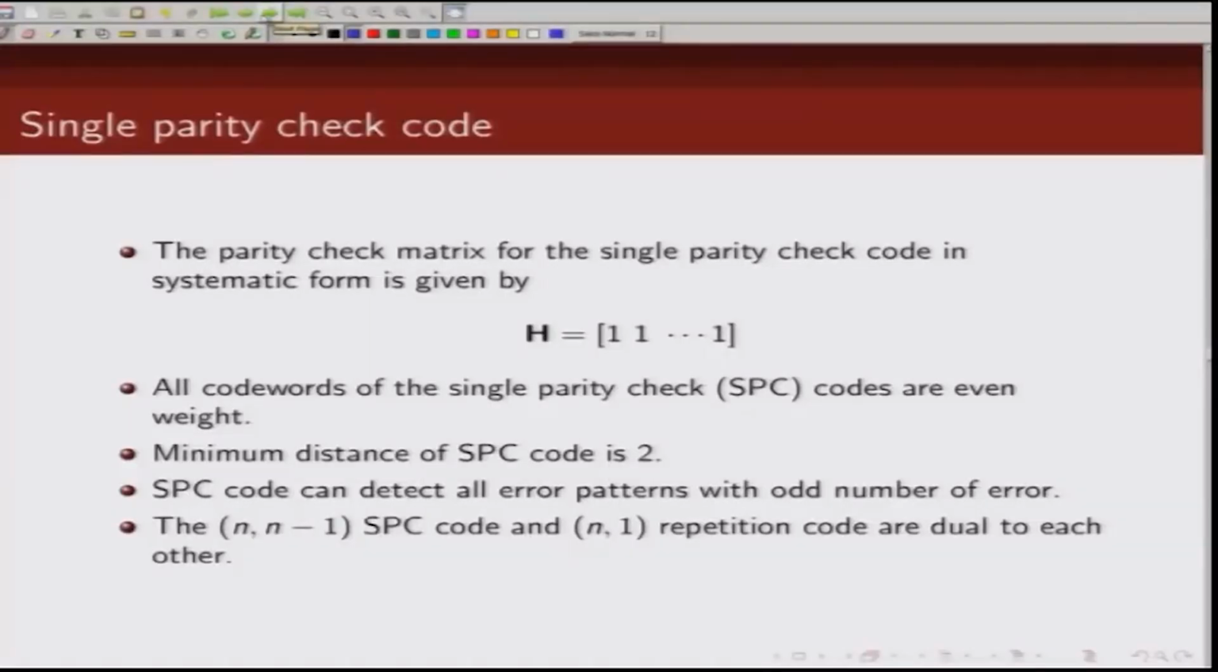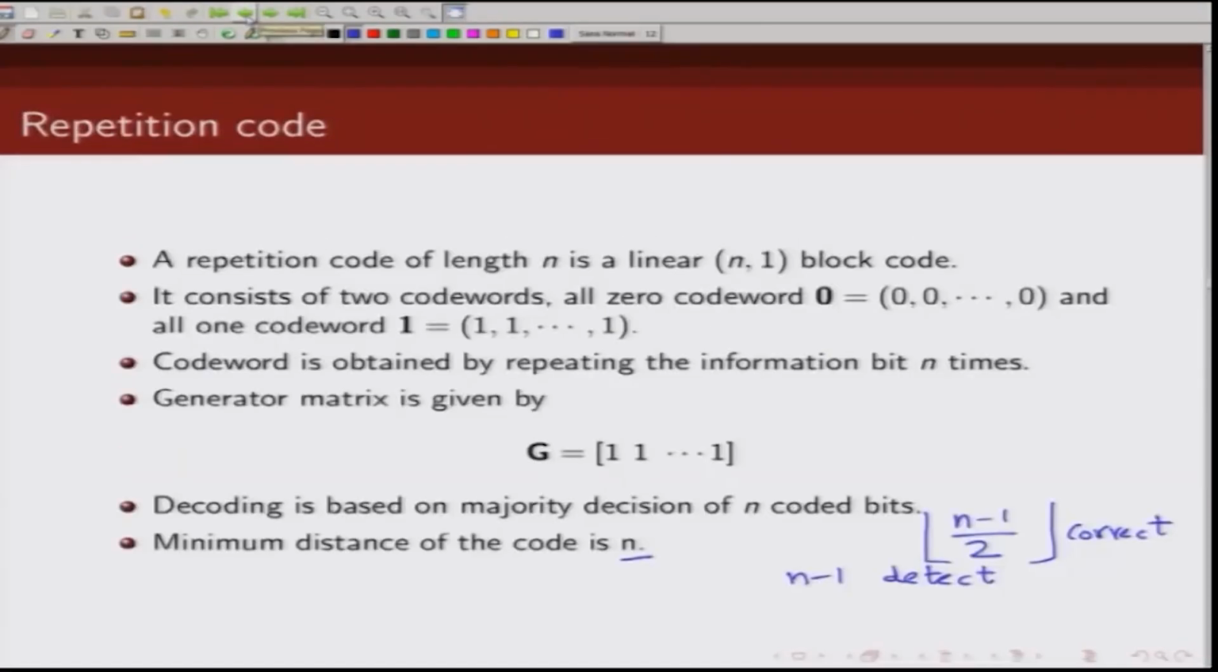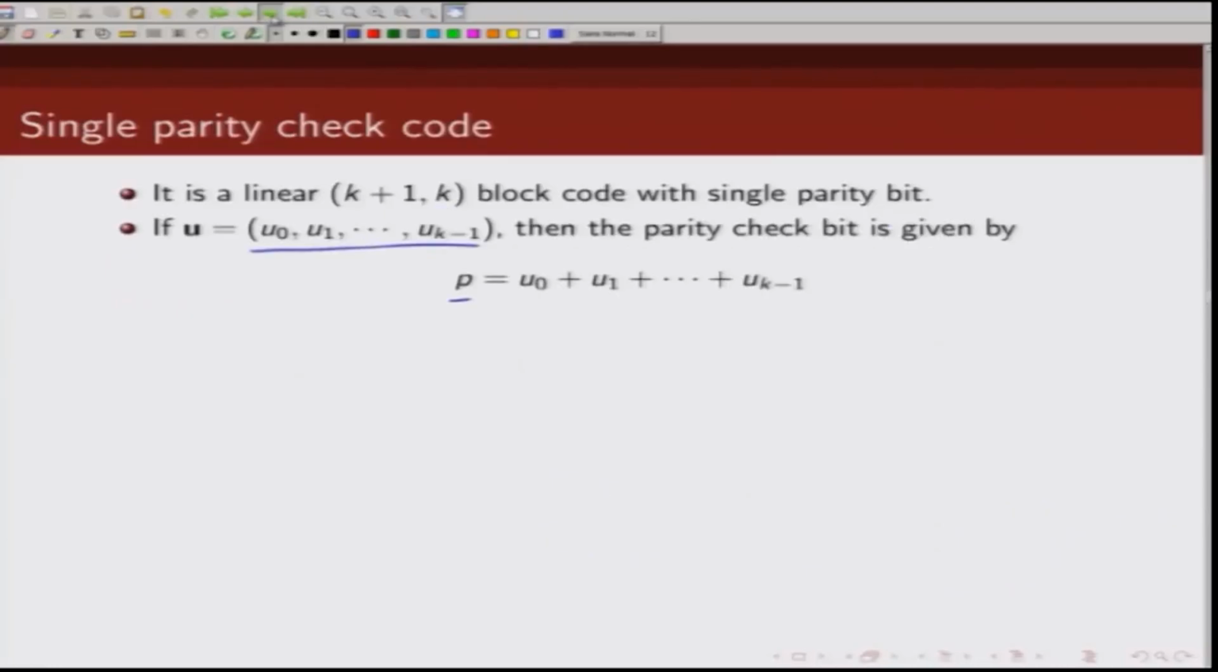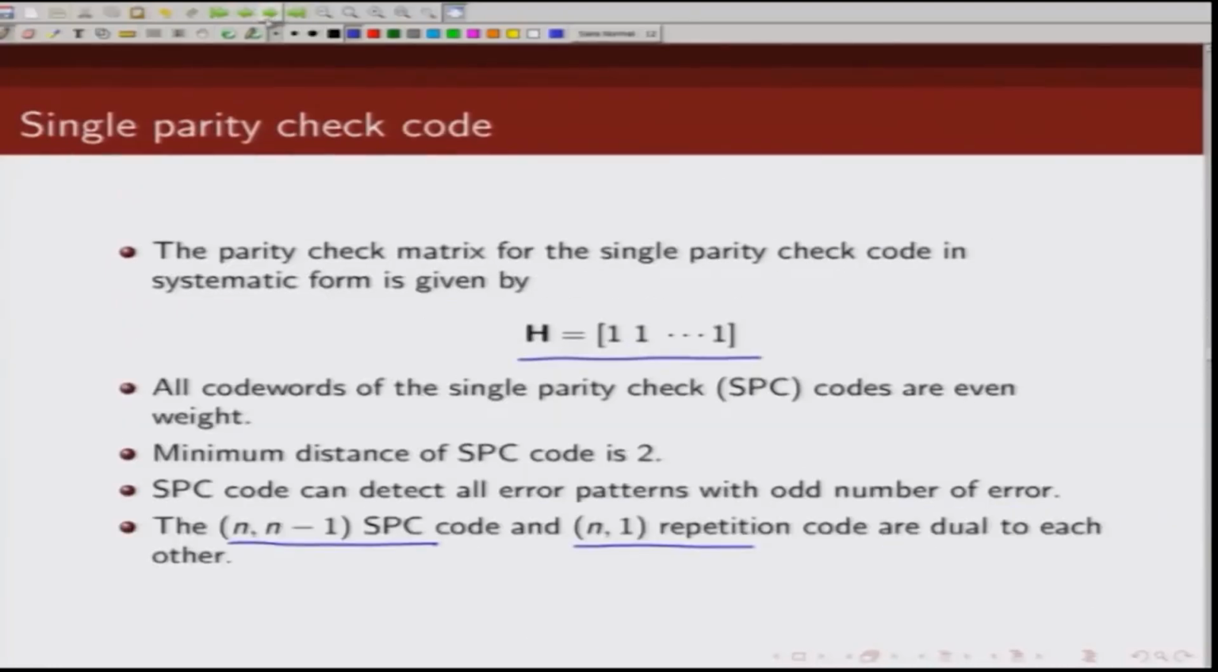And it is not very difficult to see that single parity check code and repetition codes are dual to each other. You can see basically the parity check matrix of single parity check code is same as generator matrix of the repetition code, and similarly the parity check matrix of repetition code is same as the generator matrix of the single parity check code. And you can check the dimension of the single parity check code is n minus 1 and this dimension is 1. So, single parity check code and repetition codes are dual to each other.